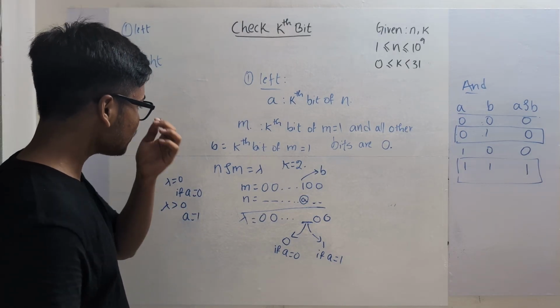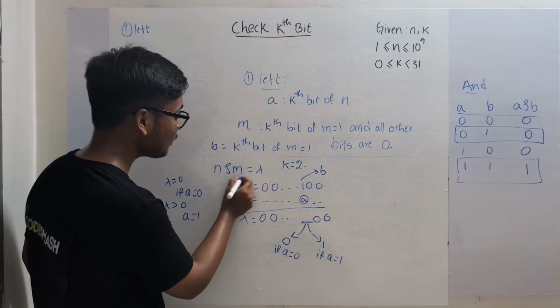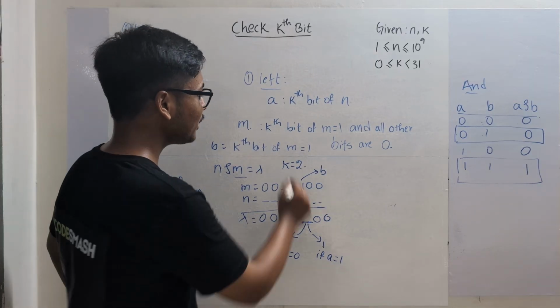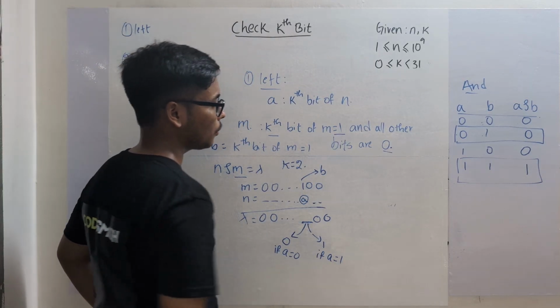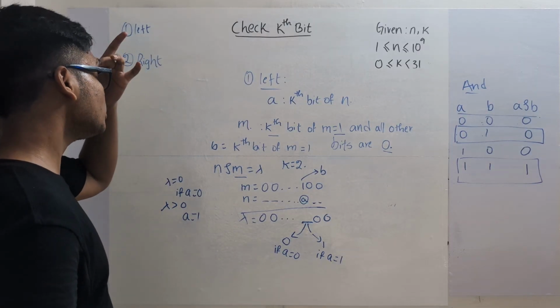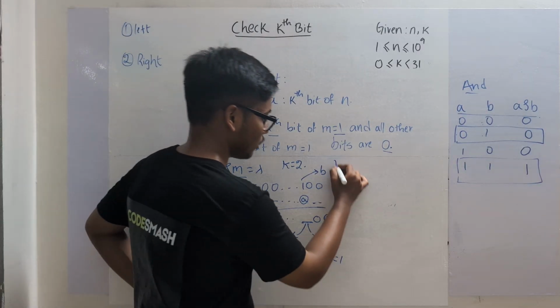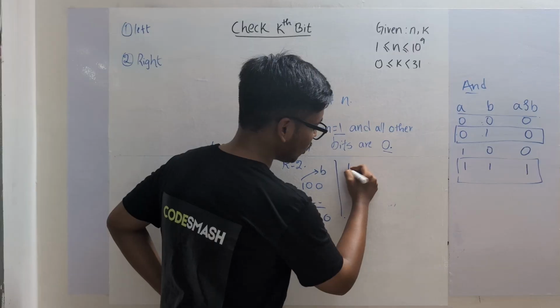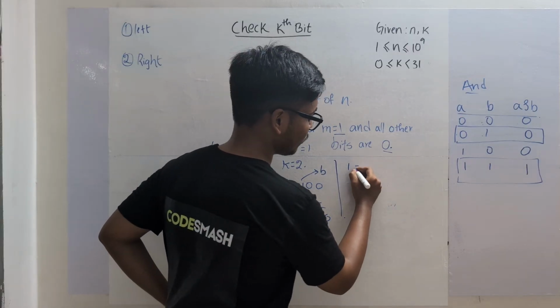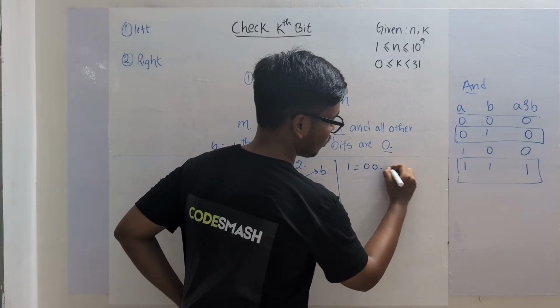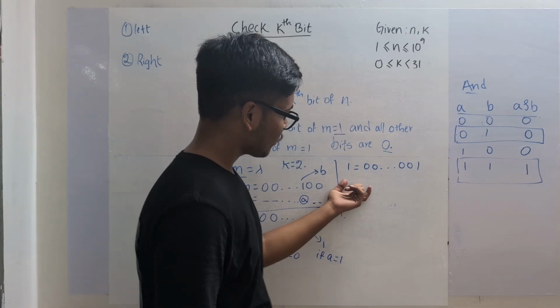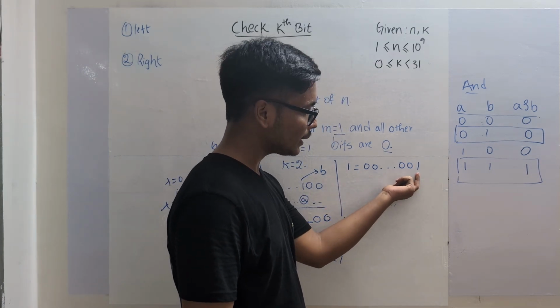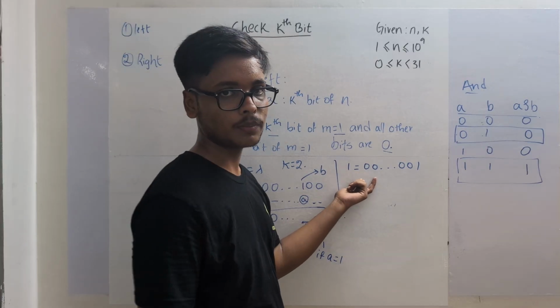So now the problem is to generate a number m such that except the kth bit, all the bits are zeros and the kth bit is 1. If you look closely, let us write the value of 1 in its binary format. It's nothing but 0 0 and so on, 0 0 1. If you look at it, except the 0th bit, all other bits are zeros.